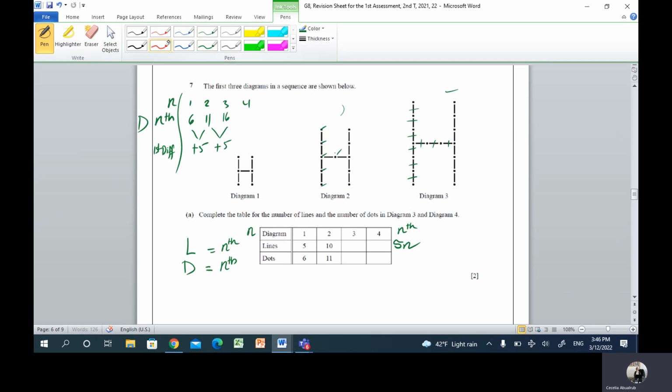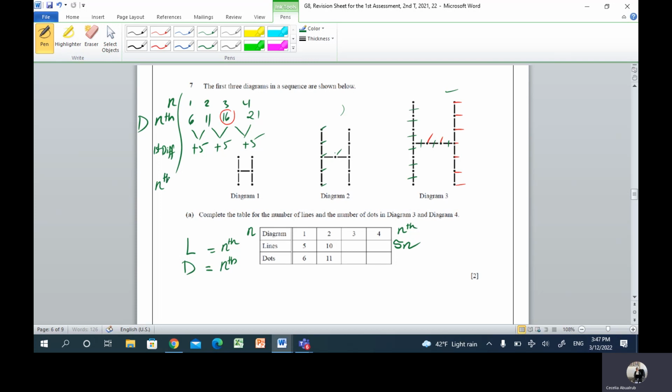Okay, let's check on the number of dots in the third diagram. That's what I meant. 1, 2, 3, 4, 5, 6, 7. 7 plus 7 is 14, 15, 16, and we got this right. So the first difference is right. And accordingly, if I add 5 here, in the fourth diagram, it will be 21. Okay, so the first difference is fixed throughout the sequence.